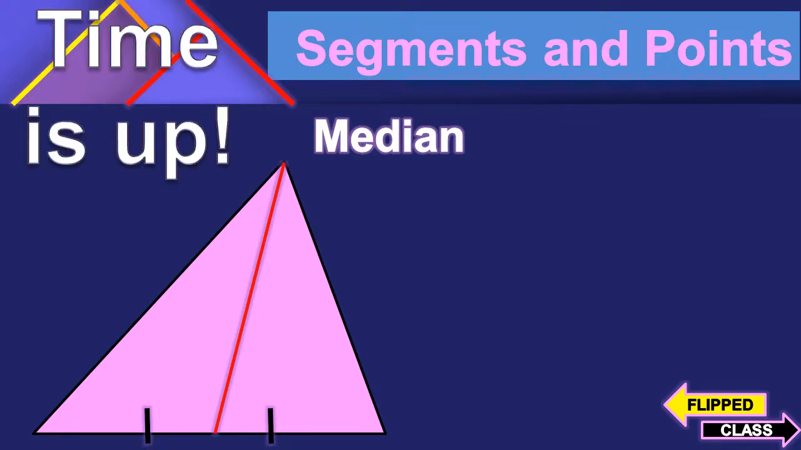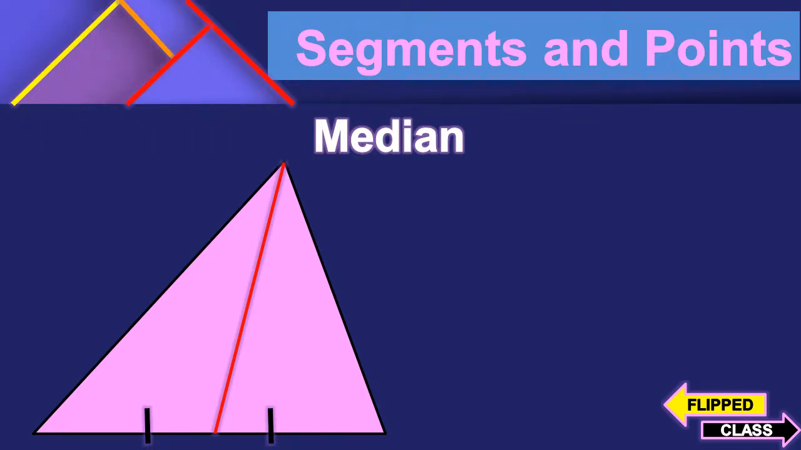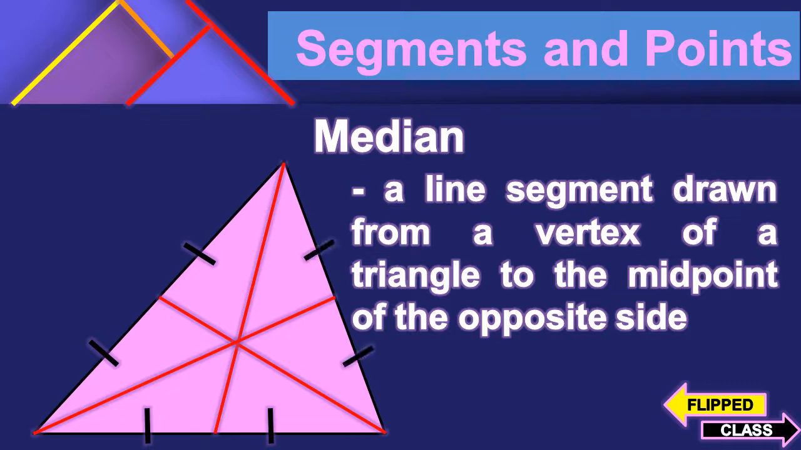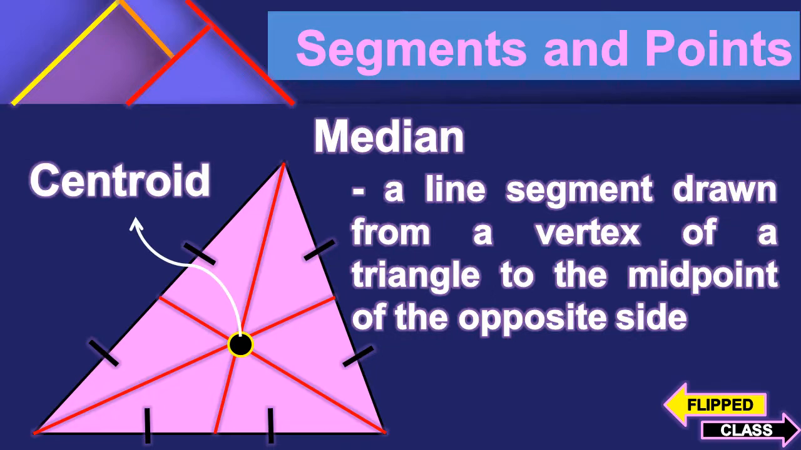Time is up. How did you define a median? Well, that's correct. A median is actually any line segment drawn from a vertex of a triangle to the midpoint of the opposite side. Aside from this, we also have the other two medians from the other vertices connecting to the midpoints of the other two sides. The intersection of these three medians is considered the center of gravity, or its name is actually centroid. That's for the median and centroid.